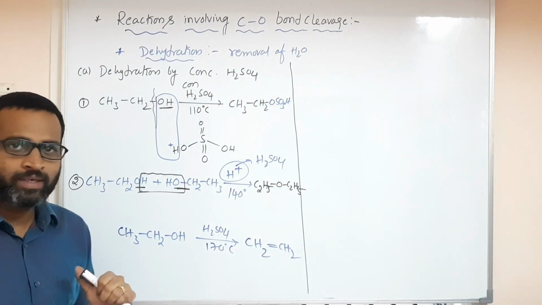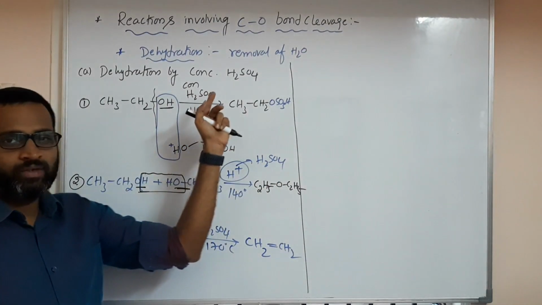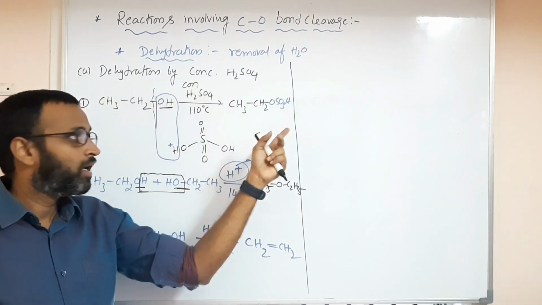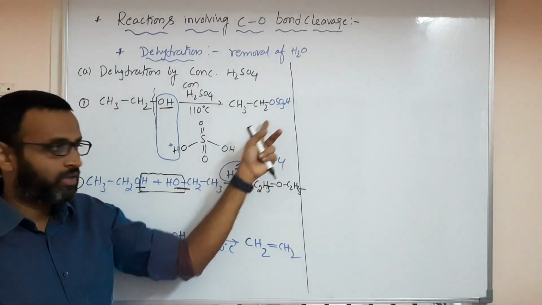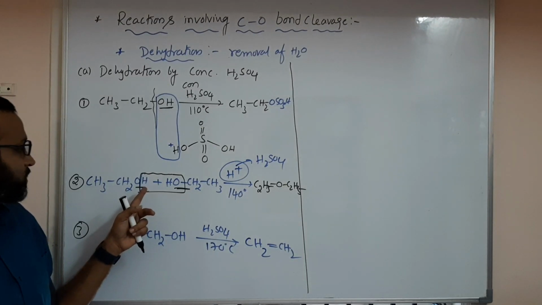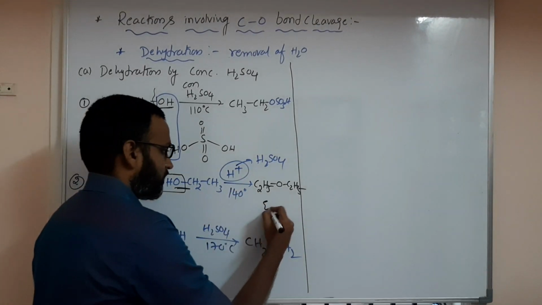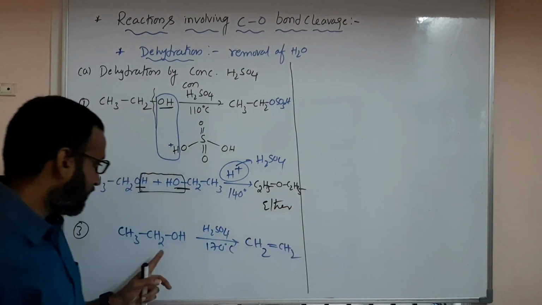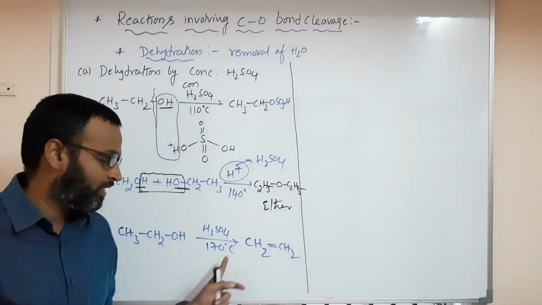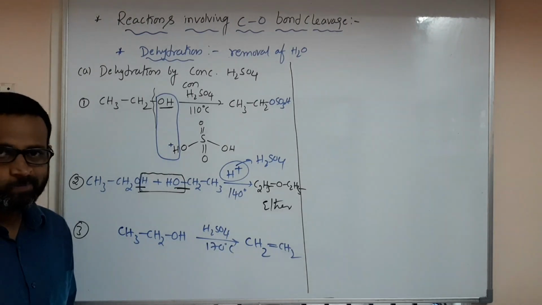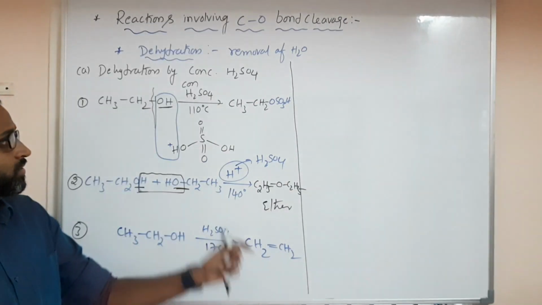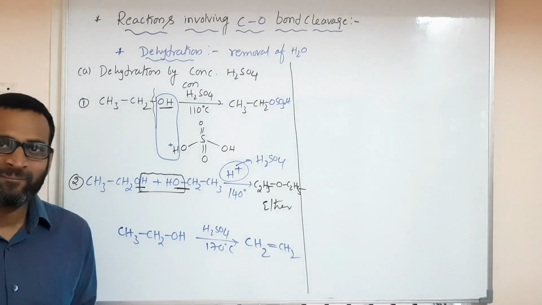Okay, how to remember? Tell me. Alcohol treated with H2SO4 at 110, ethyl hydrogen sulfate. And when you are treating with H2SO4 at 140, ether is the product. When you are treating with H2SO4 at 170, alkene is the product. Understanding? So like that you have to remember.